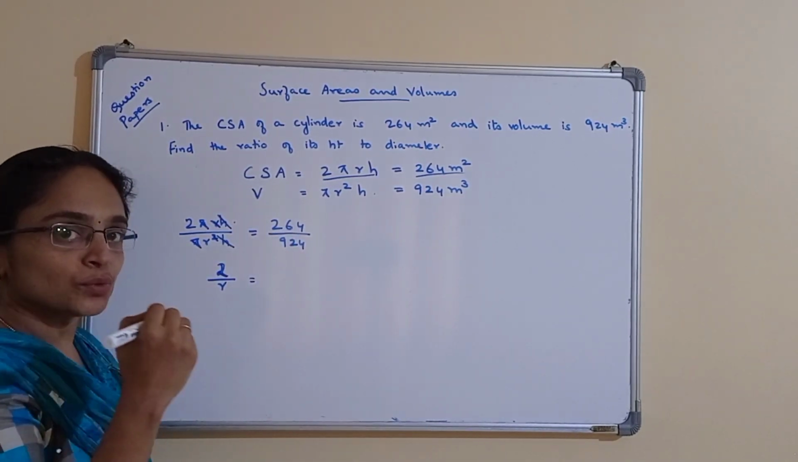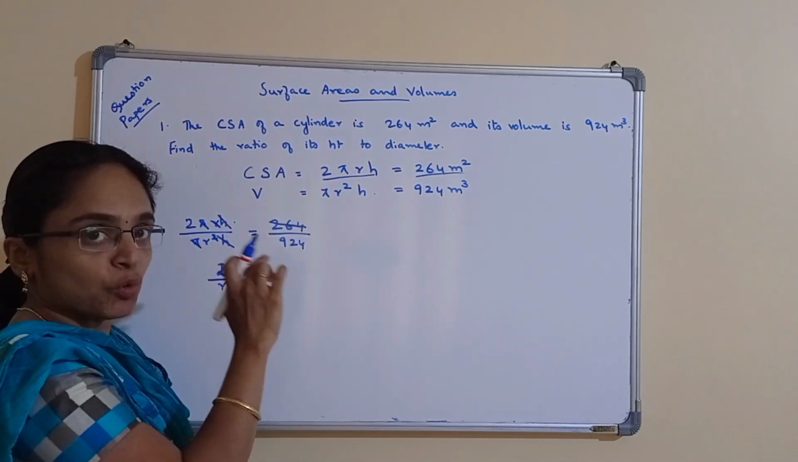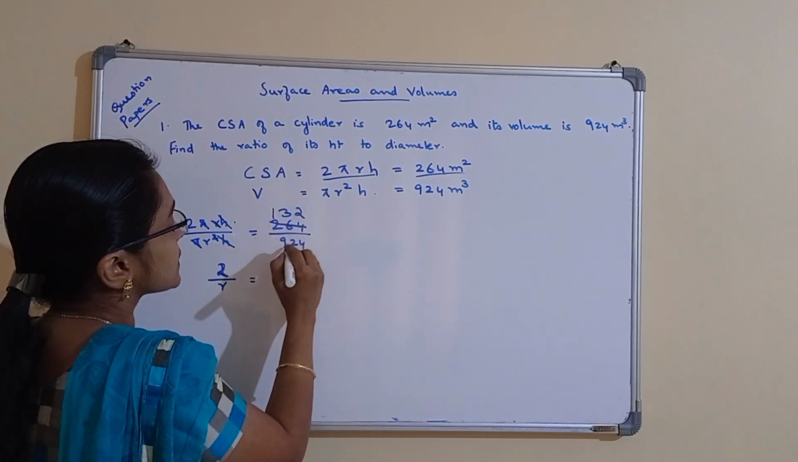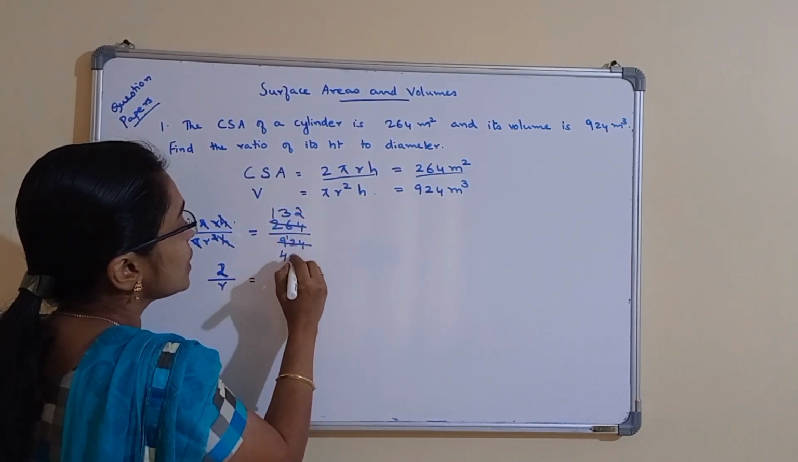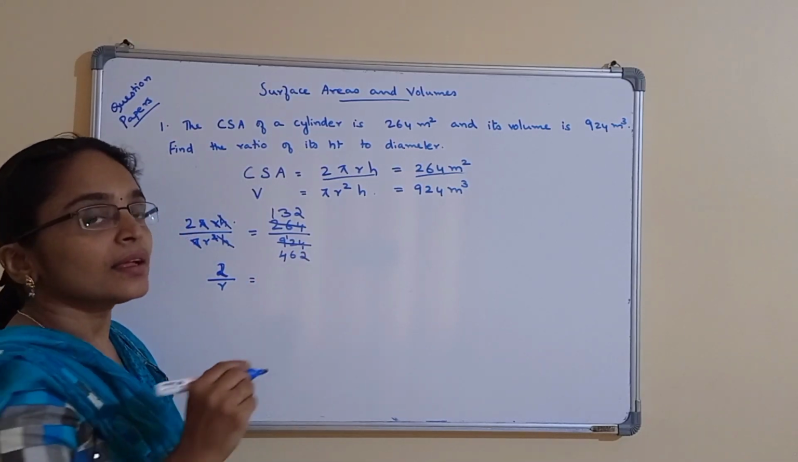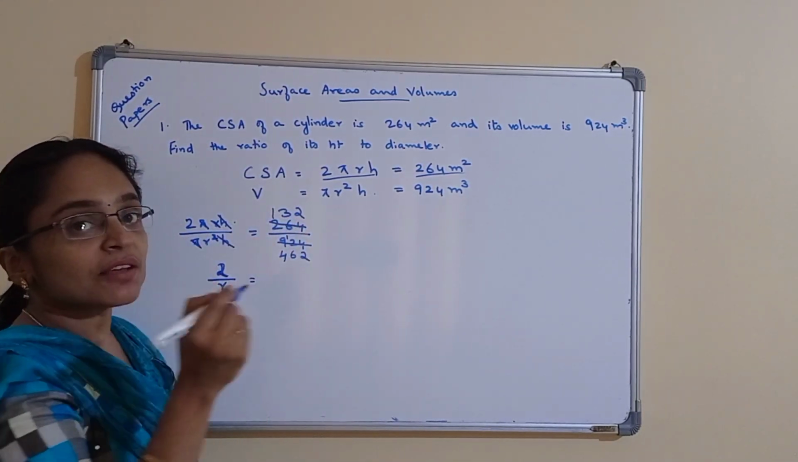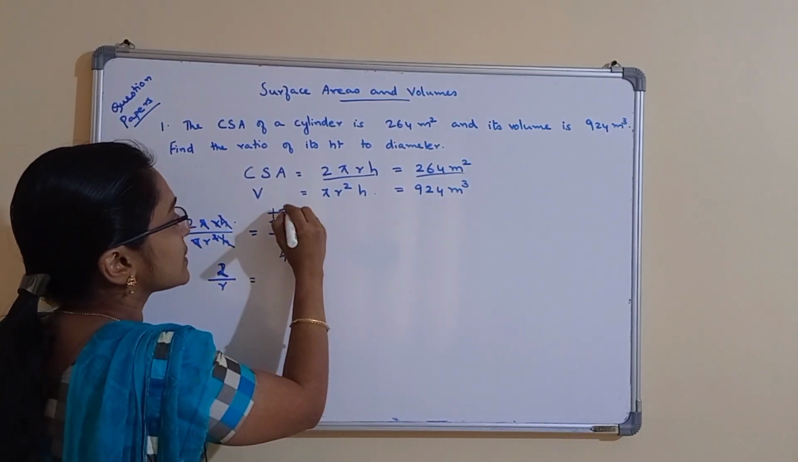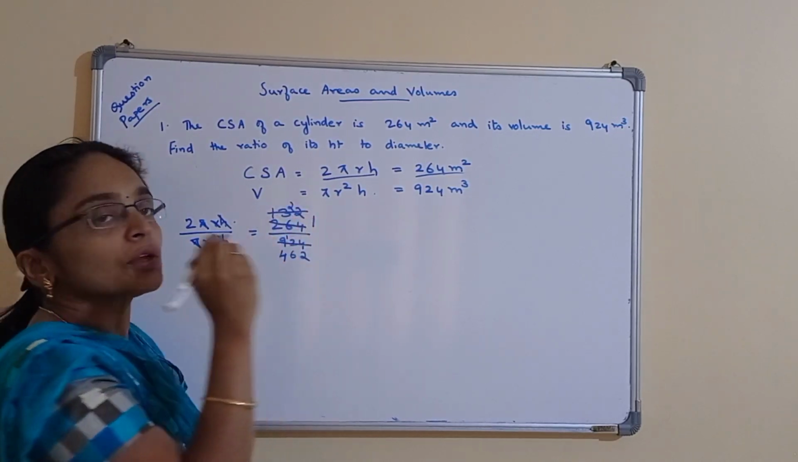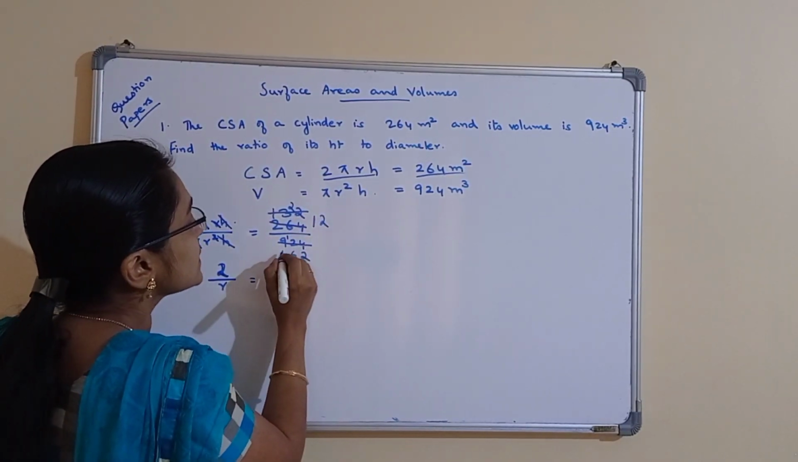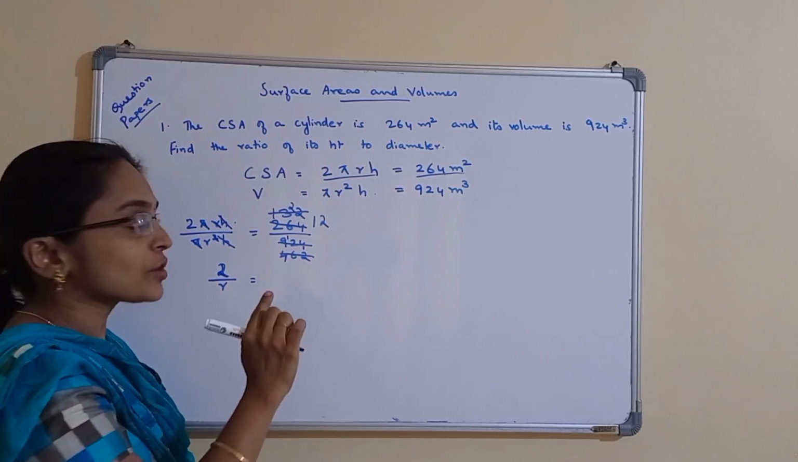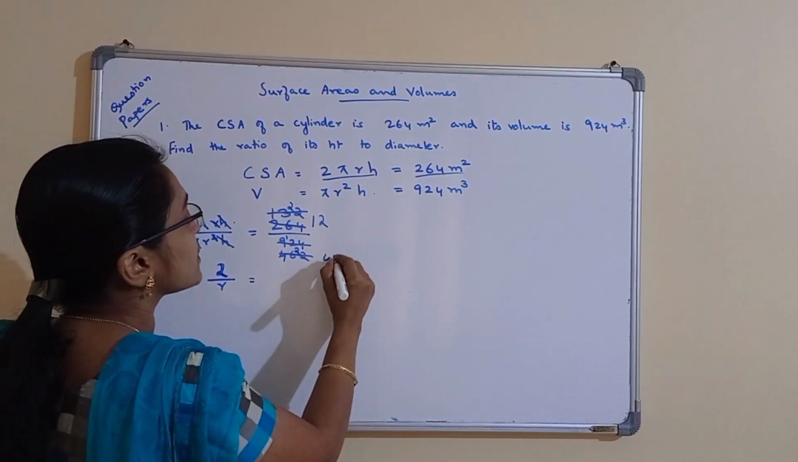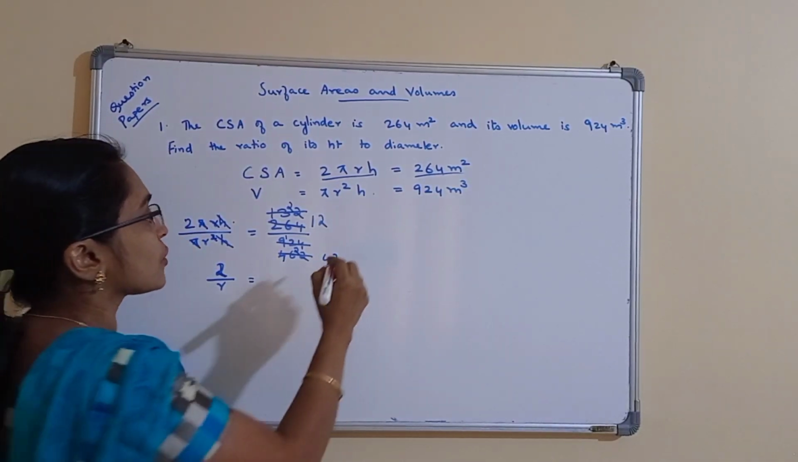264 by 924 can be simplified as, in both the numerator and denominator, 2 is a factor. So this will become 132 and this will become 462. Right? Now 11 is a factor of these two, because 11 will go 1 time in 13 and 2 remainder. 22 by 11 is 2. And here 11 will go in 46 4 times, then 2 remainder. So 22 by 11 is 2. So we got 12 by 42.